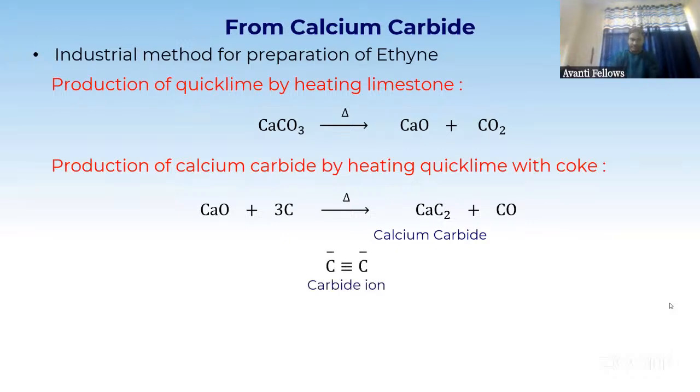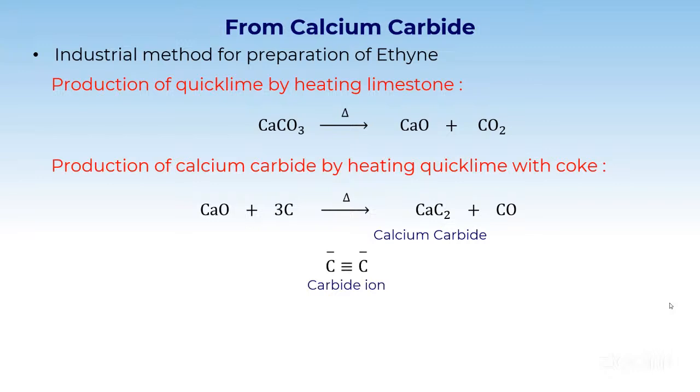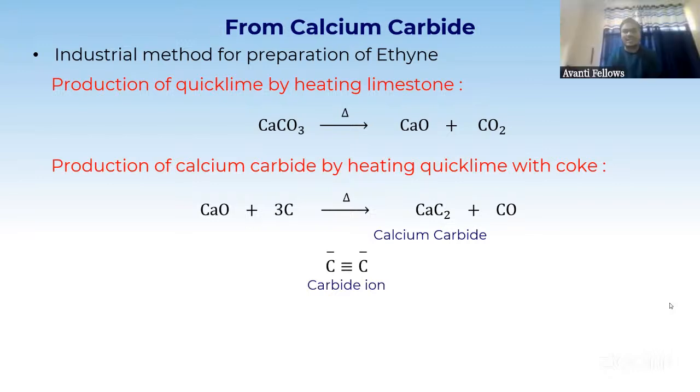Okay, let's see. What is the structure of calcium carbide? We all know that calcium is a metal belonging to group 2, so having a +2 charge, in the C2 molecule we definitely have a -2 charge. So this is the structure of the carbide ion.